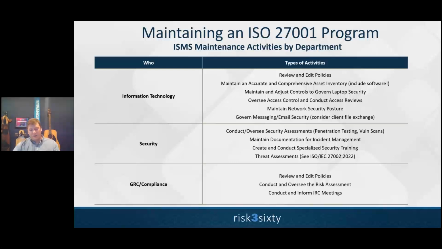So in general, and again, this is not an exhaustive list, but it's meant to be a good guide. In general, the IT department is going to be responsible for reviewing and editing policies that are pertinent to them. So they need to make sure that any policies that pertain to their activities are, again, accurate. They're going to want to make sure that they're maintaining an accurate and comprehensive asset inventory. This is not only hardware assets, but also software. So you need to make sure that software that's provisioned on infrastructure, on endpoints, is included in your inventory. And I can't stress this enough, make sure you have ownership labeled.